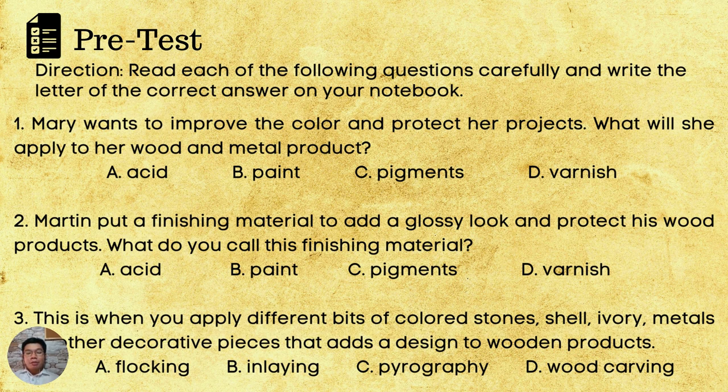3. This is when you apply different bits of colored stones, shell, ivory, metals, and other decorative pieces that add a design to wooden products. A. Flocking. B. Inlaying. C. Pyrography. D. Wood carving. Let us proceed, but if you still need more time to answer this slide, please pause this video.